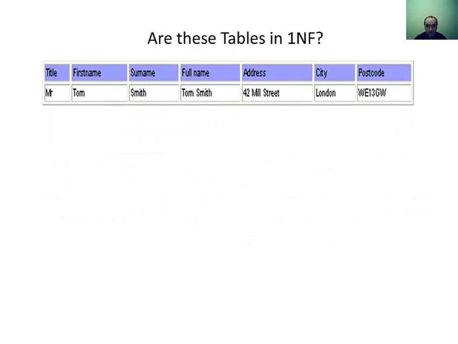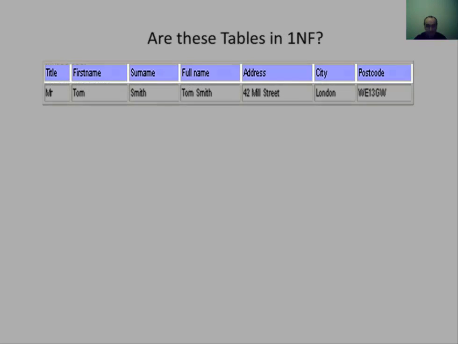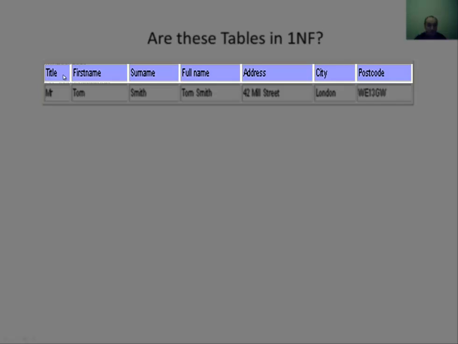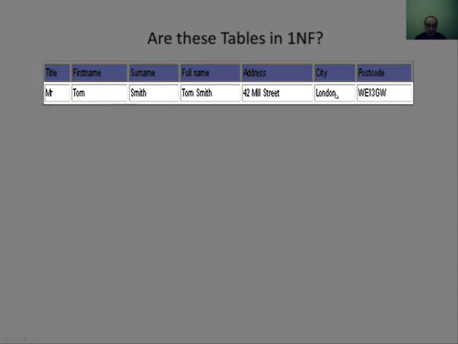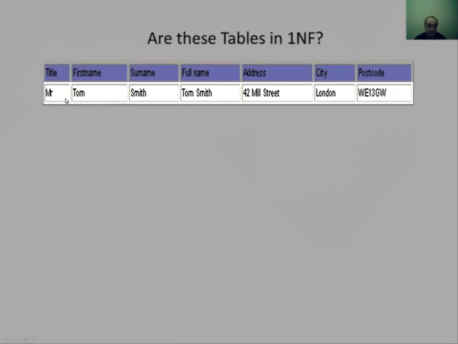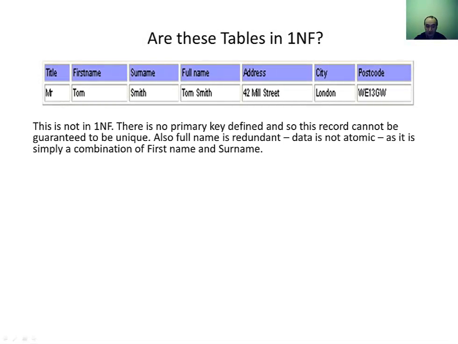Are these tables in first normal form? Have a look at this table, paying particular attention to the field names and the data held in each field. This is not in first normal form. There is no primary key defined, and so this record cannot be guaranteed to be unique. Also, first name is redundant. Data is not atomic, as it is simply a combination of first name and surname.